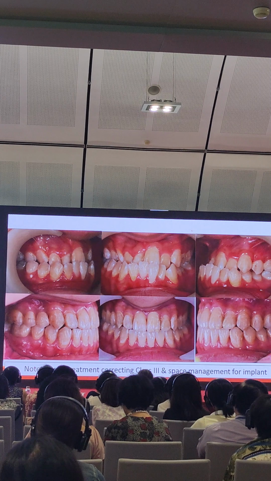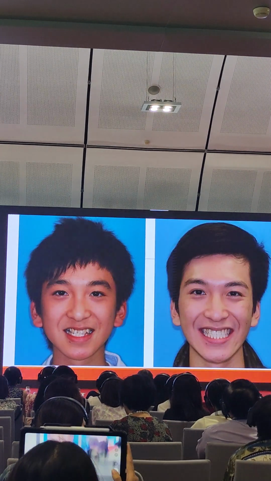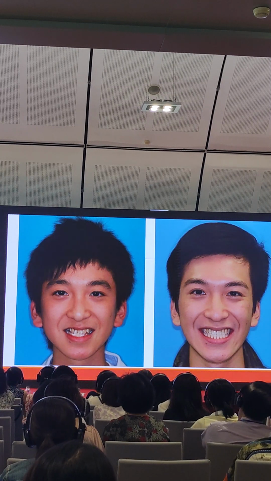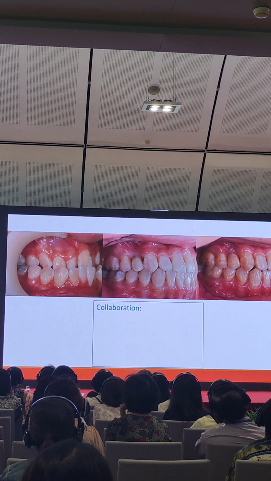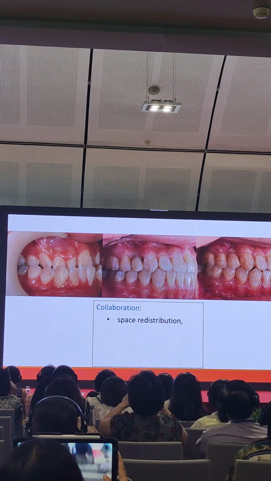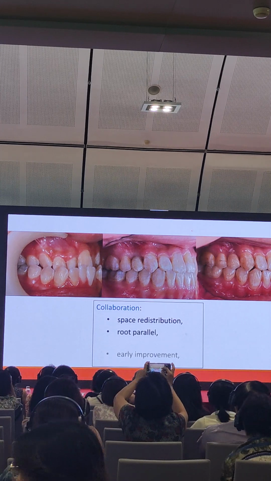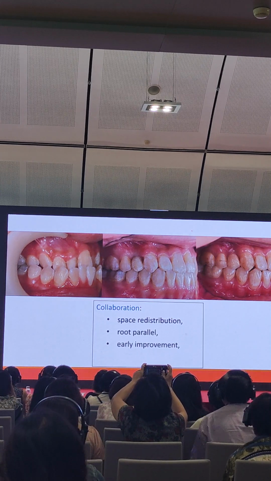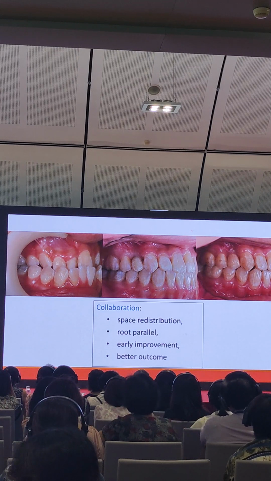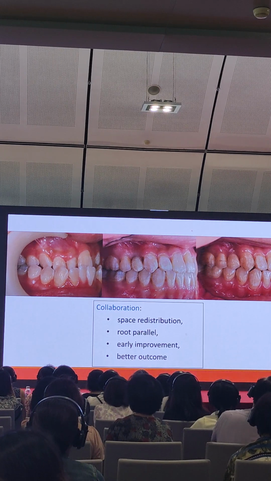And we correct the anterior crossbite and improve the patient's profile. Actually, we improve the lip support for the patient as well, and improve his smile. So, collaboration. We do the space redistribution. We make the roots parallel. We give the patient early improvement. And finally, with that interim measure, now we can finish with a better result.